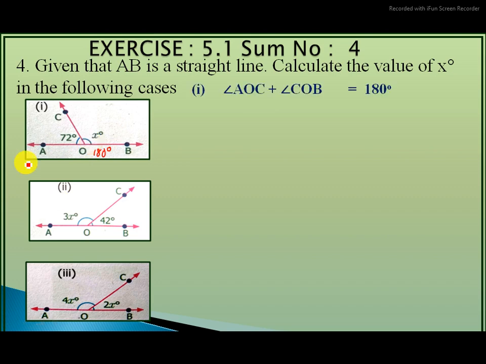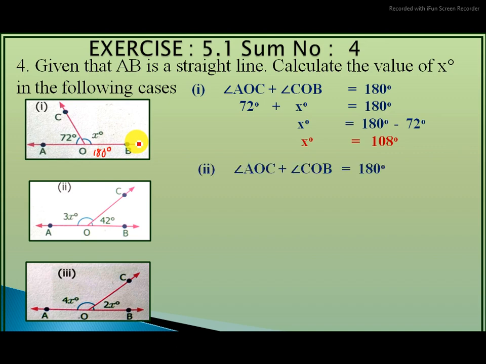So angle AOC plus angle COB is 180 degrees. 72 plus x is 180. So x is equal to 180 minus 72, which is 108 degrees. Angle AOC is 3x and angle COB is 42. When you add both, we know it's a straight line, so again it's 180 degrees. So 3x plus 42 is 180. 3x is equal to 180 minus 42. x is equal to 138 divided by 3. So you get x is equal to 46 degrees.